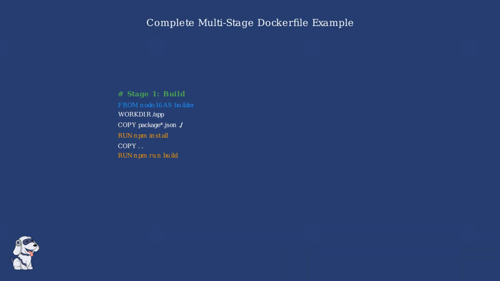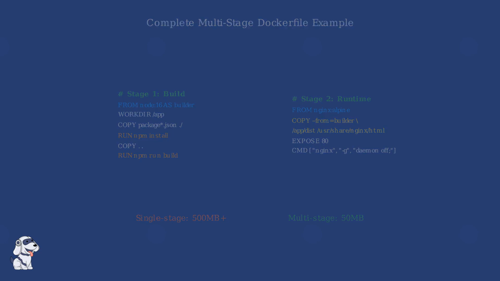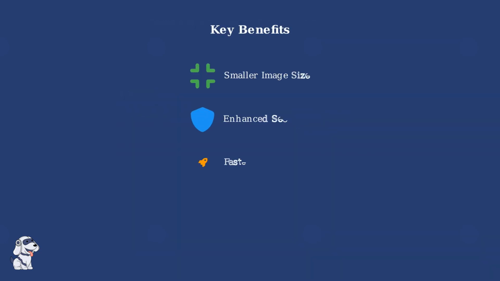Here's a complete example of a multi-stage Dockerfile for a Node.js application. The first stage builds the application, and the second stage creates a lean production image with only the built artifacts. The benefits of multi-stage builds are significant. You get dramatically smaller images, improved security by removing build tools from production, faster deployment times, and better separation of concerns between build and runtime environments.